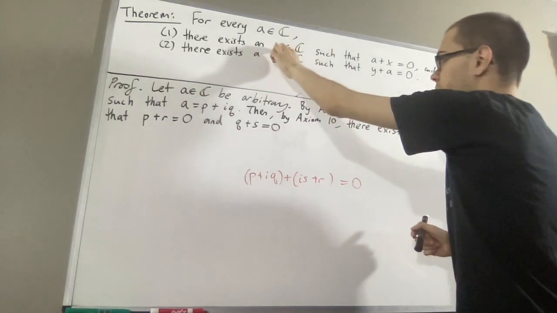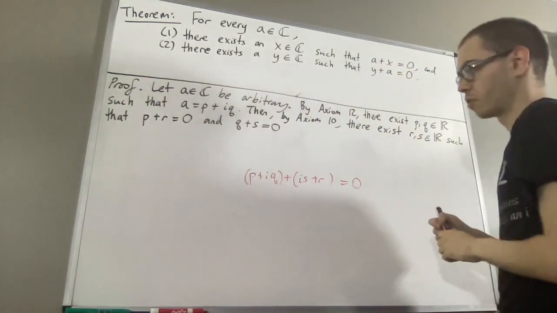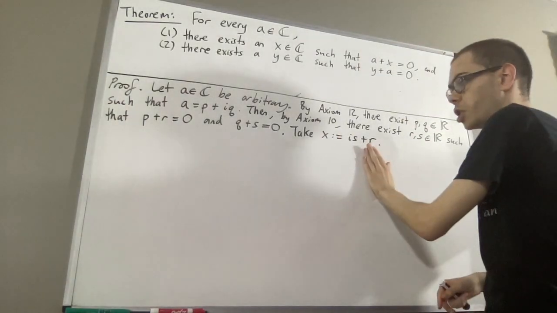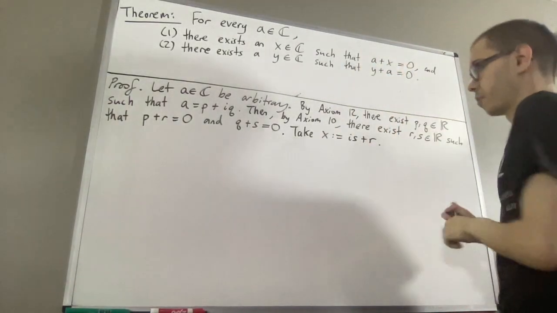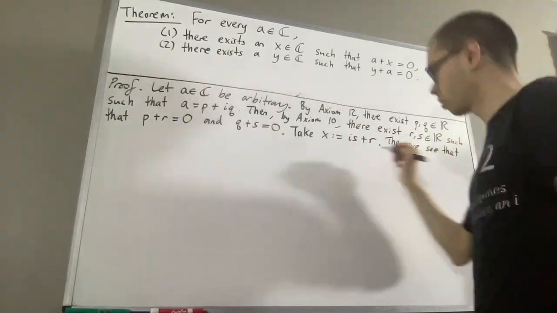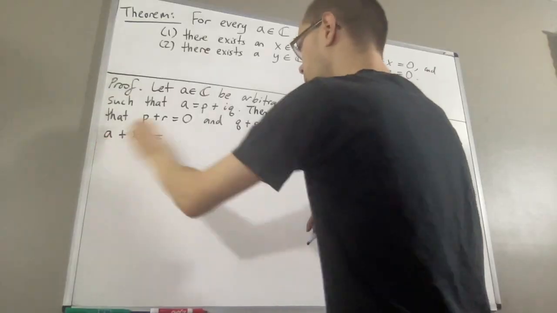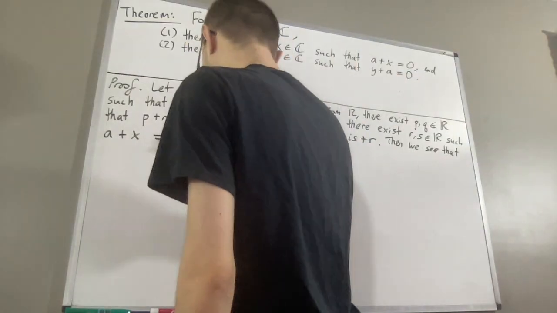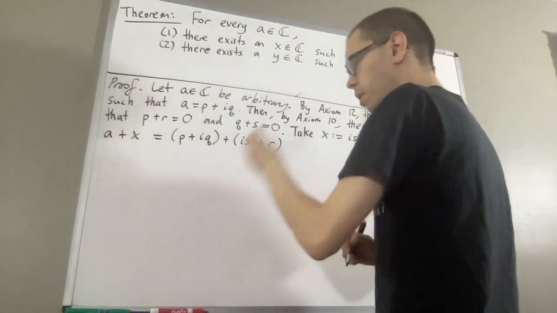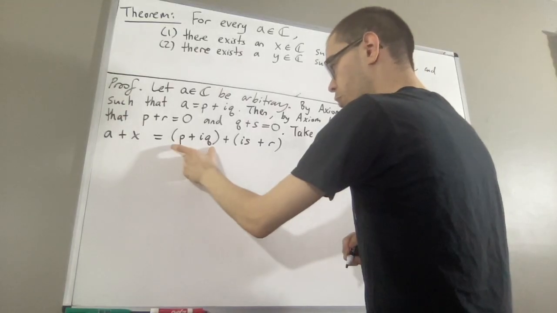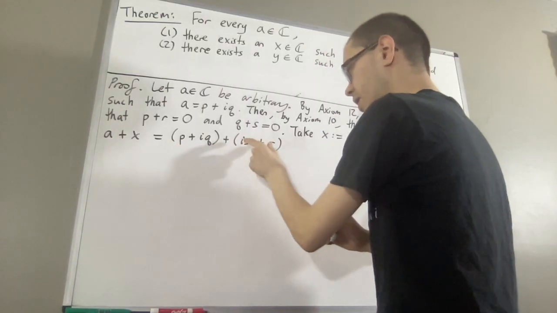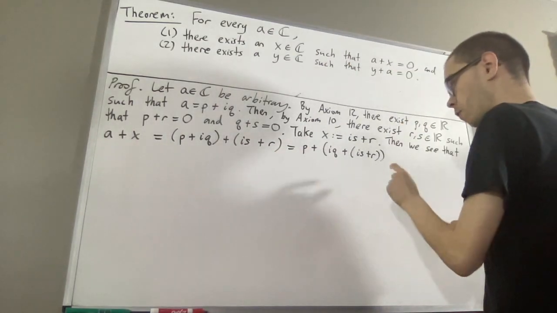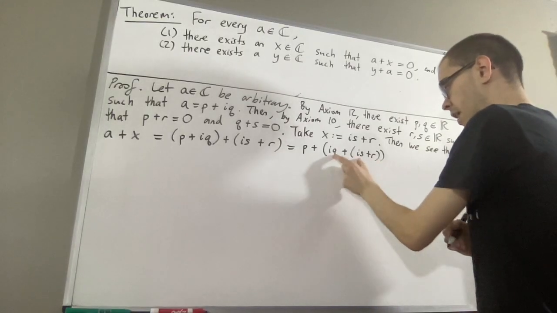We're going to show that with that choice of x, we will obtain a plus x is equal to 0. So let's substitute a for p plus iq, and x for is plus r. Now, applying the associative law of addition, let's move these parentheses around iq plus is plus r. And then, applying the associative law of addition again, let's move these parentheses around iq plus is.